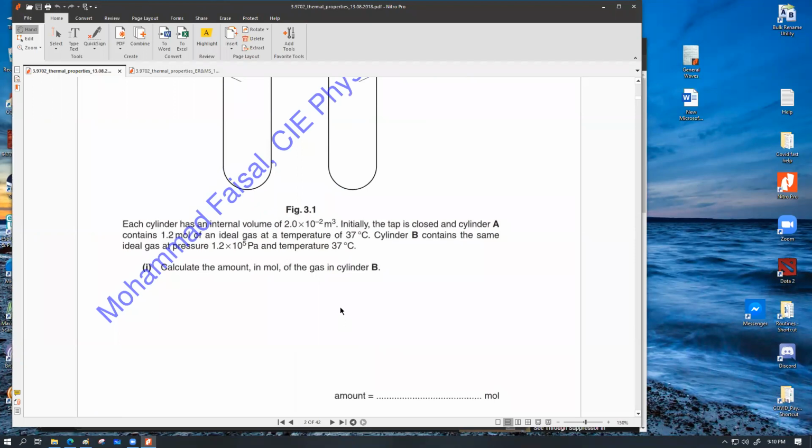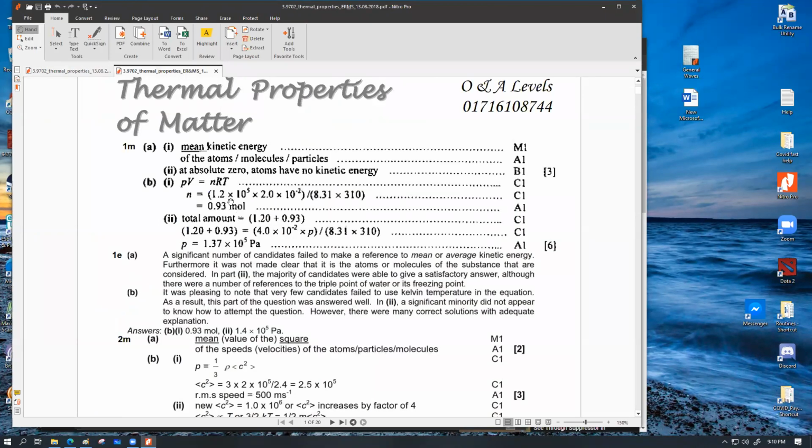PV equals to nRT. You have the P available, you have the V available. You're trying to calculate n. R is a constant. T can be obtained from this one. So if you use PV equals to nRT, we can pretty well calculate this equation, which they calculate over here. n equals to PV divided by RT. So you get 0.93 mole, which works out.